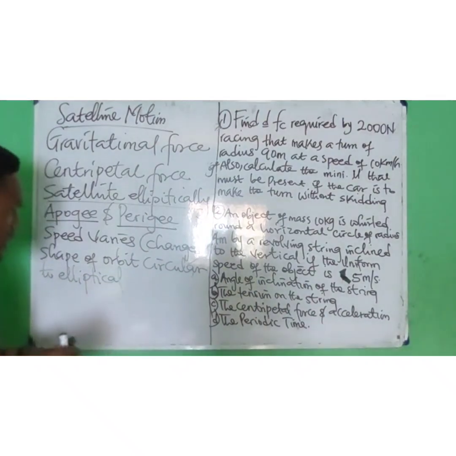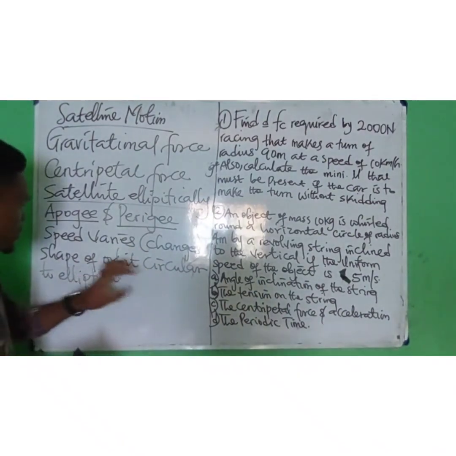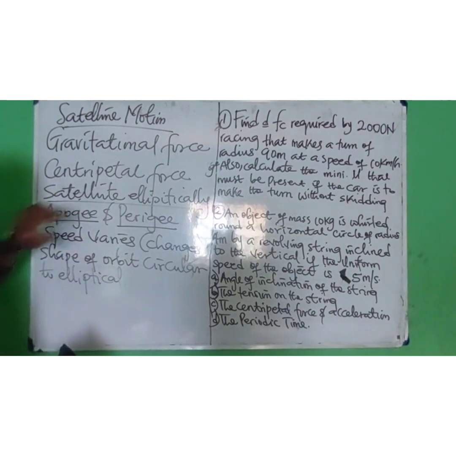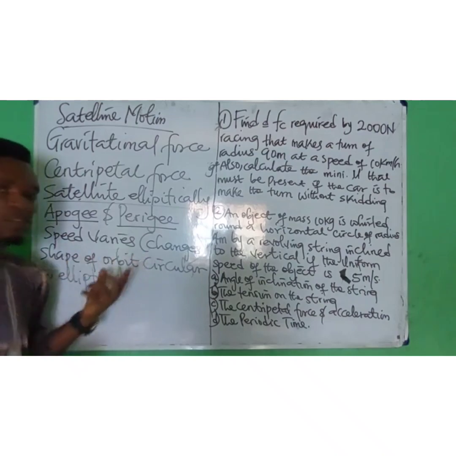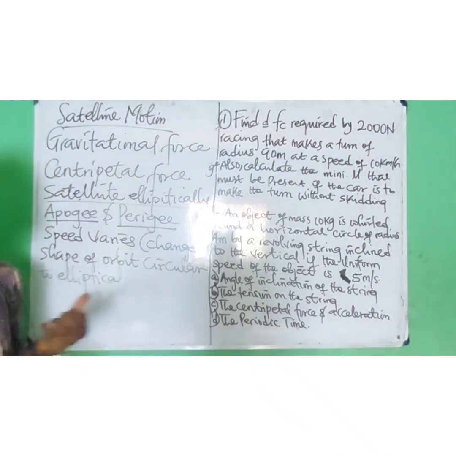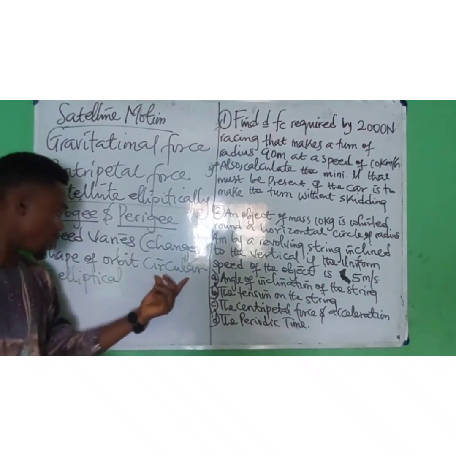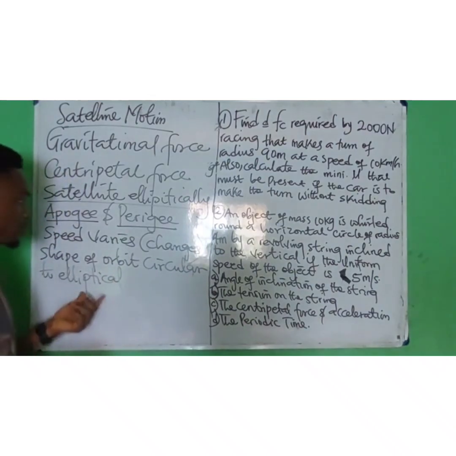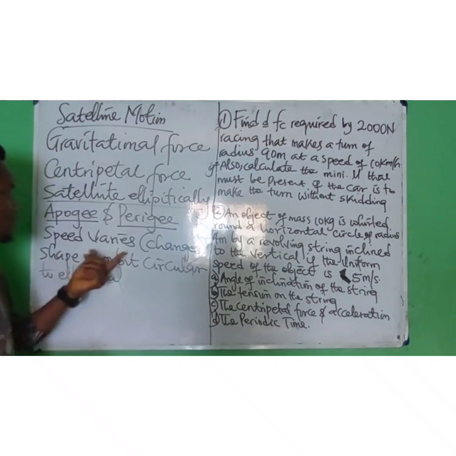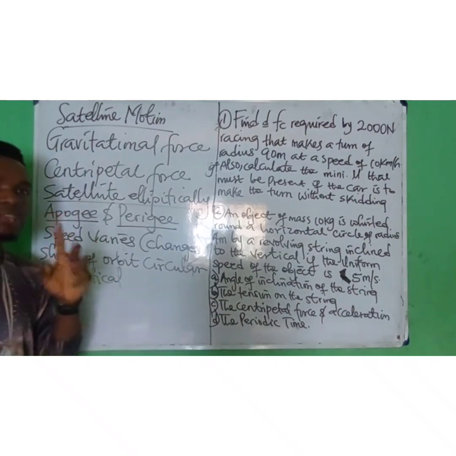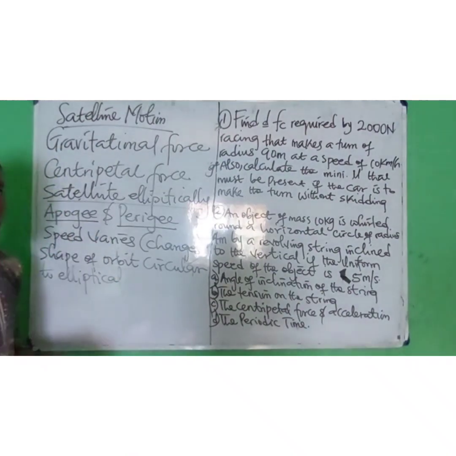It therefore means that the reason this moves elliptically is because of a change in velocity, a change in speed. To change the shape of the orbit from a circular one to elliptical, there is a change in velocity. So please take note of that. It is very, very important.